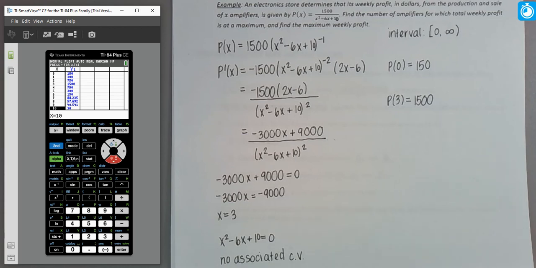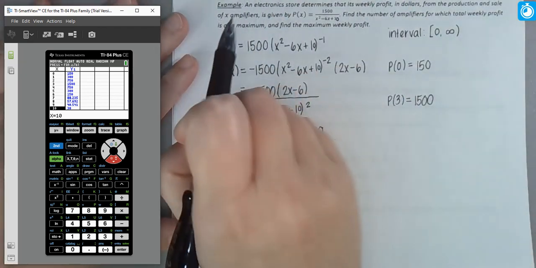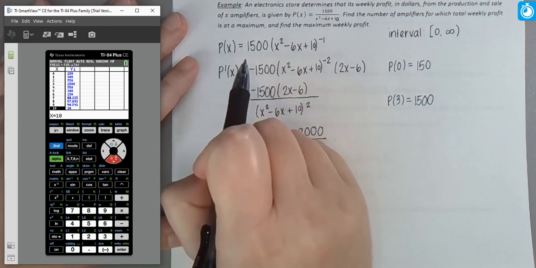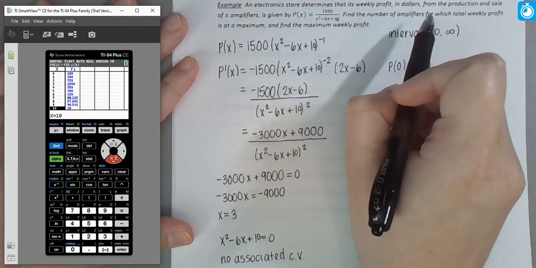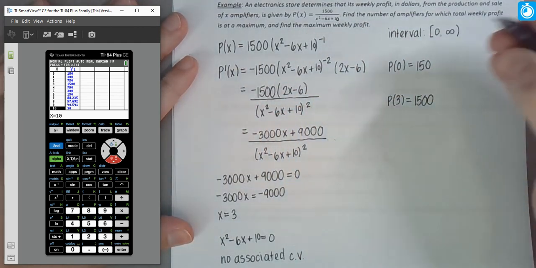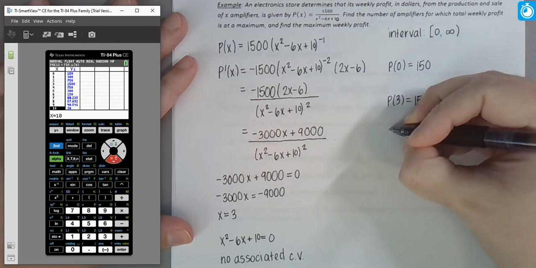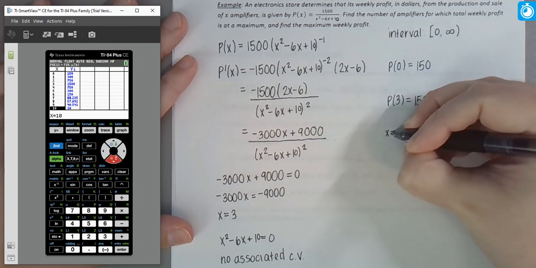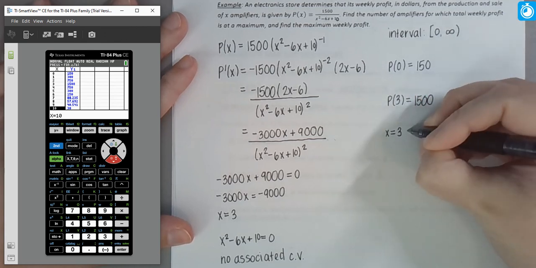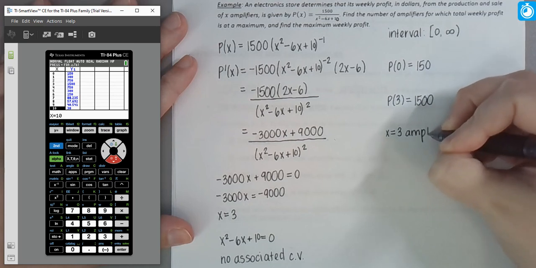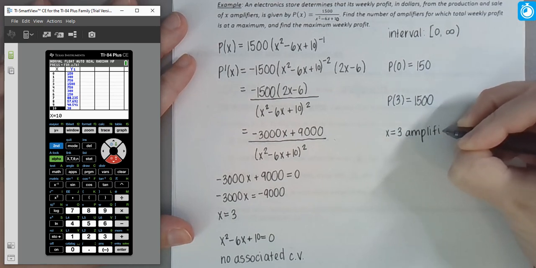So in this case, our highest value occurred at our critical point of 3. Now what does that represent? Again, that represents the number of amplifiers. So the number of amplifiers where our profit is at a maximum is going to be 3. So x equals 3 amplifiers. That's going to be where we have the highest profit. So making and selling 3.